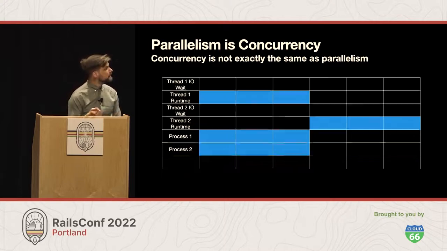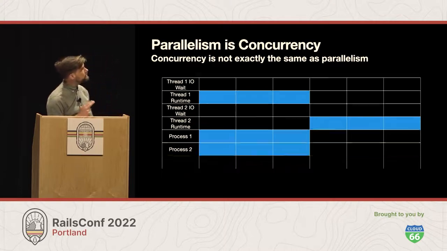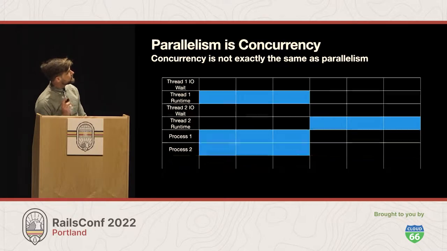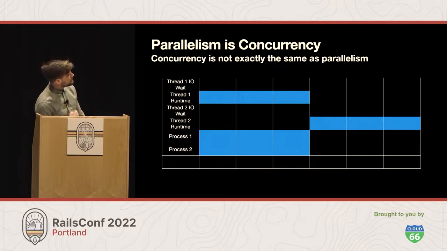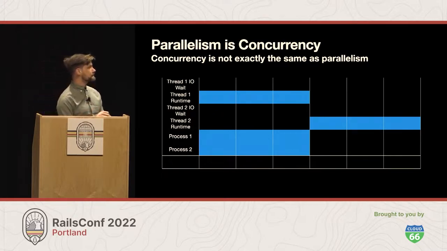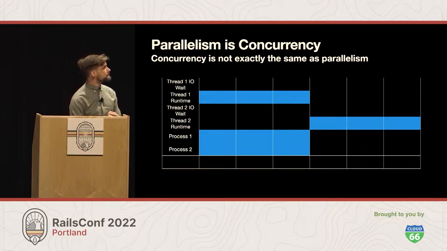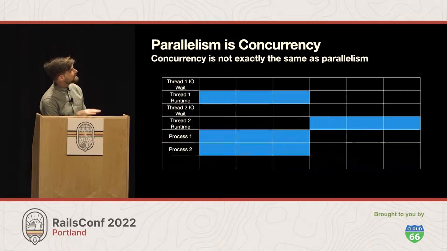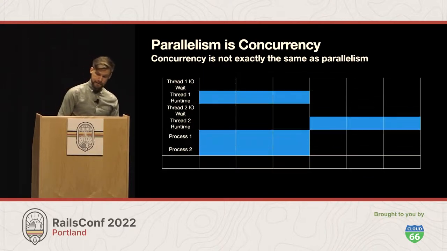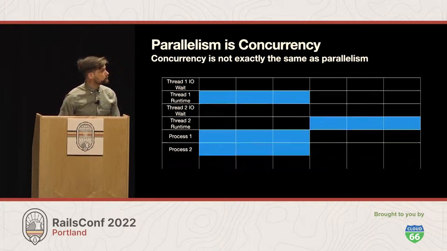Thread one has to use all the CPU. There is no IO wait. There is just runtime. And thread two has to wait for that CPU on that shared process. So you see in this case, adding concurrency didn't actually add throughput. We got no parallelism out of adding threads. And this is because of the shared lock on the virtual machine for Ruby.